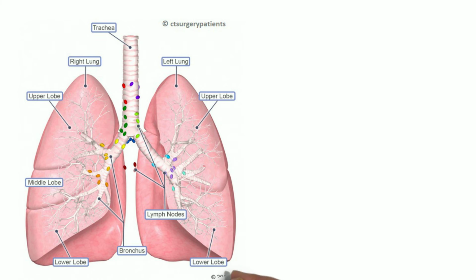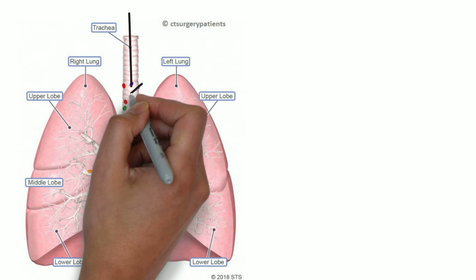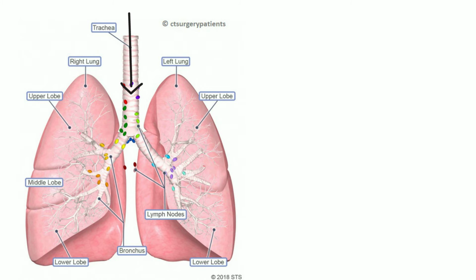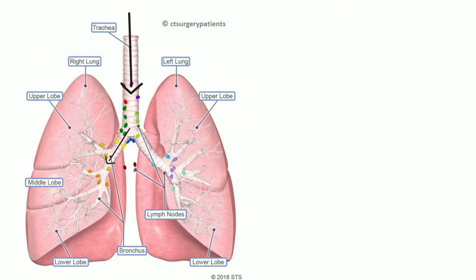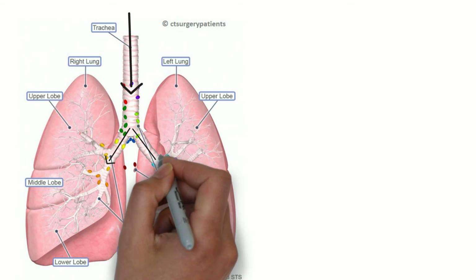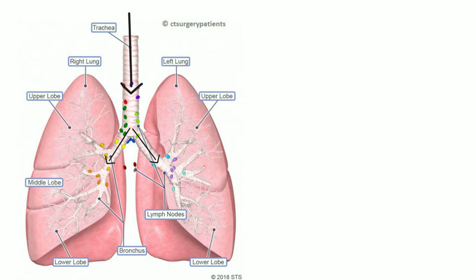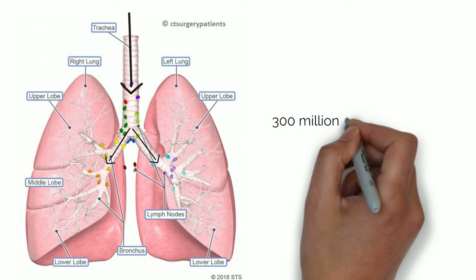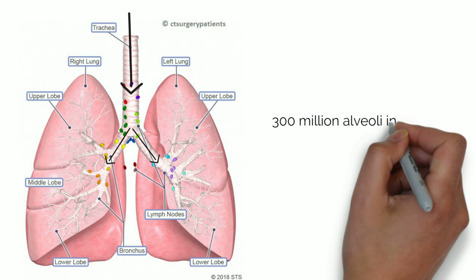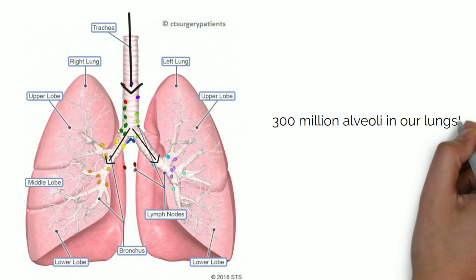The lungs are part of the respiratory system, which starts at your nose and mouth and follows down through the trachea, which then splits into two bronchi. The left bronchus is part of the left lung, and the right bronchus is part of the right lung. The bronchi then become narrower and are called bronchioles. At the end of the bronchioles there are alveoli, which is where the gas exchange occurs, allowing us to breathe. There are around 300 million alveoli in our lungs.